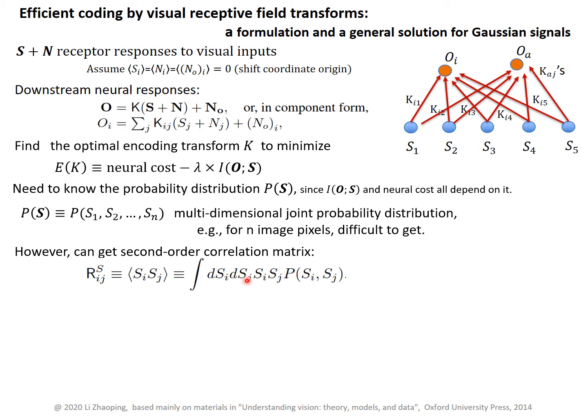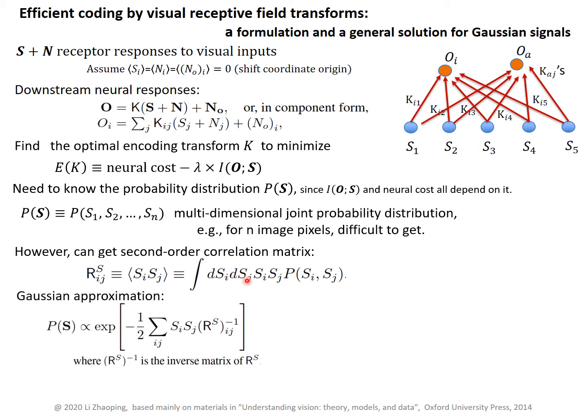And with this correlation matrix Rs, we can then approximately write the probability distribution as if it's approximated by a Gaussian. In this Gaussian, you can see that Rs is still the matrix Rs, and now it's taken inverse, and it has the ij element, and it's added together by the summation over ij of Si Sj. And so this is a Gaussian approximation, a Gaussian distribution of the whole vector S.